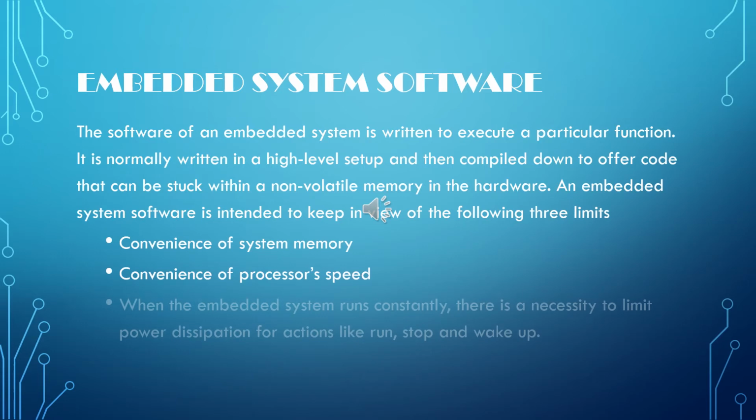Embedded system software. The software of an embedded system is written to execute a particular function. It is normally written in a high-level language and then compiled down to object code that can be stored within a non-volatile memory in the hardware. Embedded system software is intended to keep in view the following three limits: availability of system memory, availability of processor speed, and, when the embedded system runs constantly, the need to limit power dissipation for actions like run, stop and wake up.